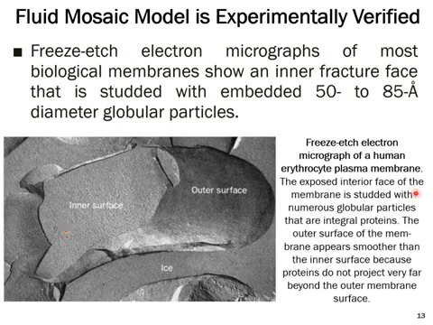The exposed interior face of the membrane is studded with numerous globular particles that are integral proteins. So these are all integral proteins. The outer surface of the membrane appears smoother than the inner surface because proteins do not project very far beyond the outer membrane surface. So why is the outer surface much smoother than the inner one? Because proteins do not protrude too much to the outside, and on the inside you can clearly see that the proteins are present.